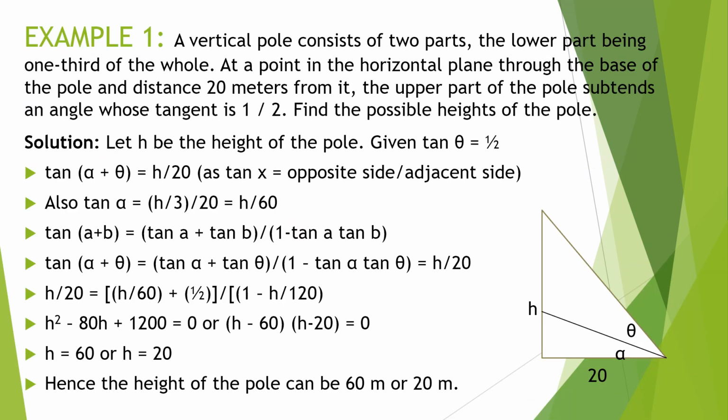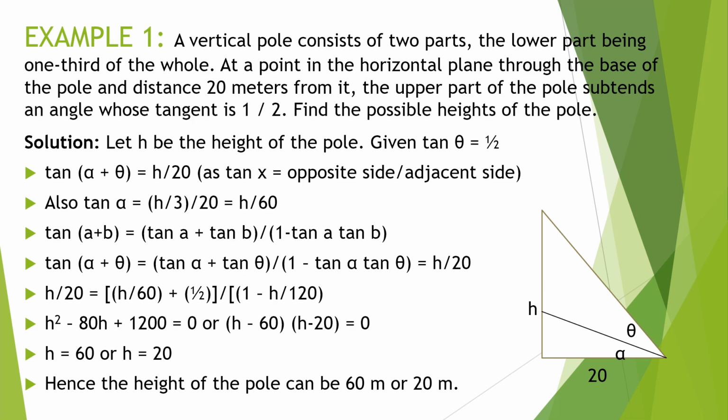Example 1. A vertical pole consists of two parts, the lower part being 1/3 of the whole. At a point in the horizontal plane through the base of the pole and distance 20 meters from it, the upper part of the pole subtends an angle whose tangent is half. Find the possible heights of the pole. Let us understand this with the help of the diagram.